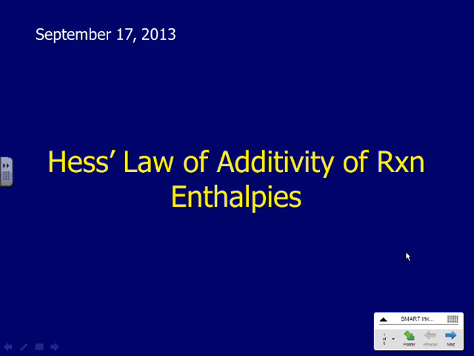It simply means that we can take a group of chemical reactions that are linked in some way. It's not like we just randomly take chemical reactions, but we can take a series of chemical reactions that add up to a final chemical reaction. And if we want to know the enthalpy of that final chemical reaction, we simply have to add up all of the individual enthalpies. Now that's essentially Hess's law right there.